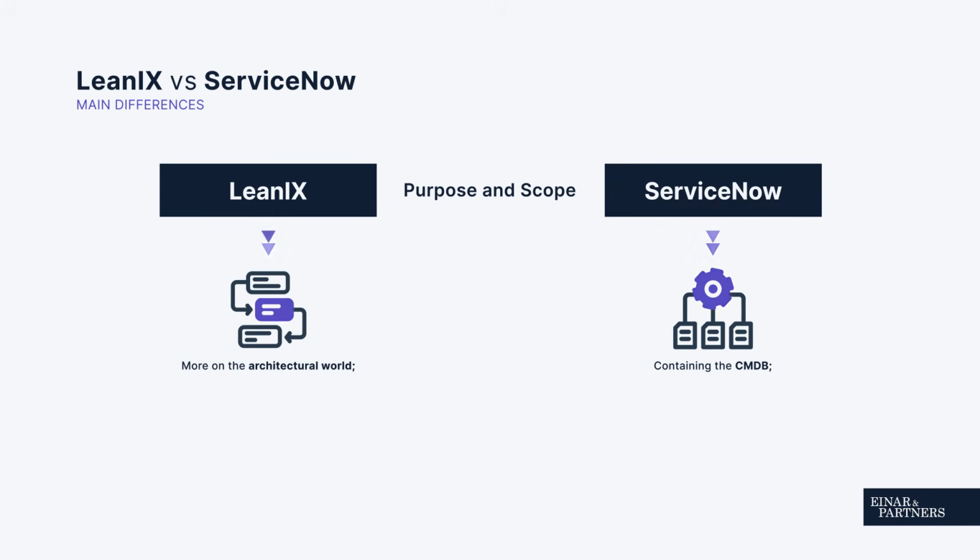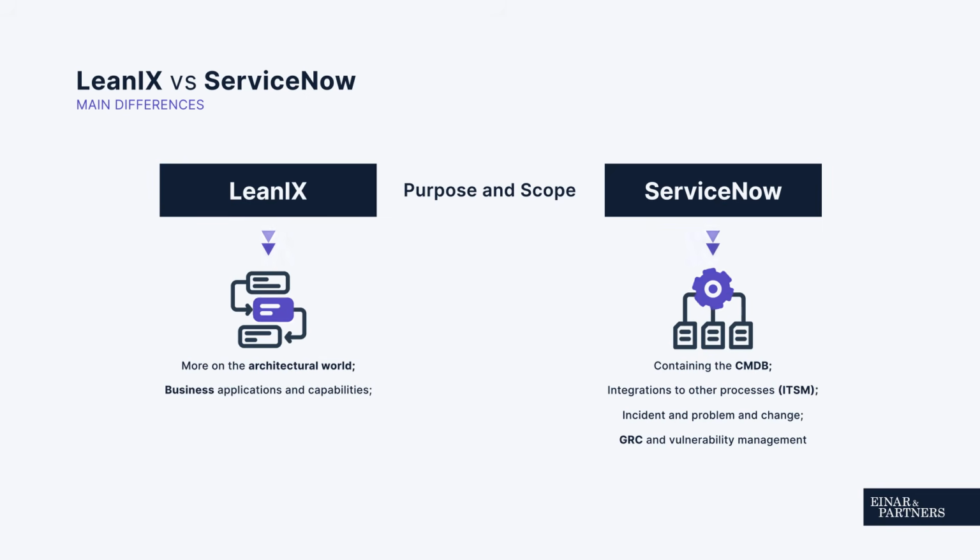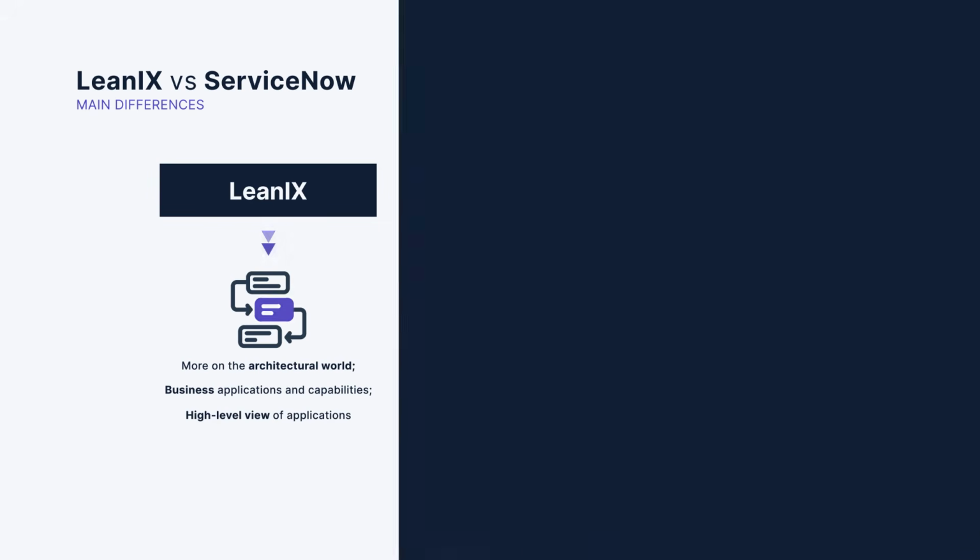ServiceNow also has the integrations or the connections to other processes like ITSM, like incident and problem and change, but also GRC and vulnerability management, for example. LeanIX purely focuses on the architectural world. So that means you focus on business applications, capabilities, and the high-level view of applications and capabilities within your organization.